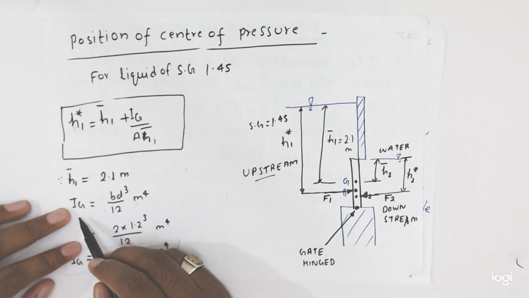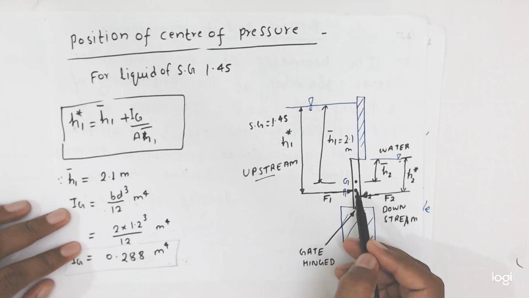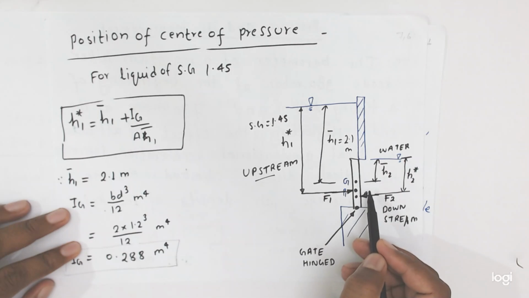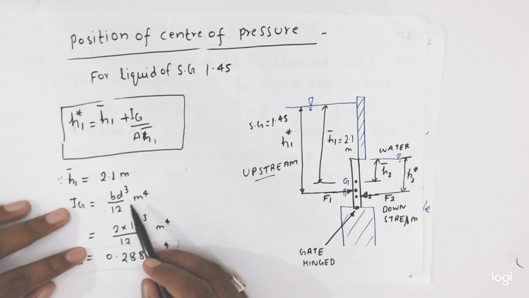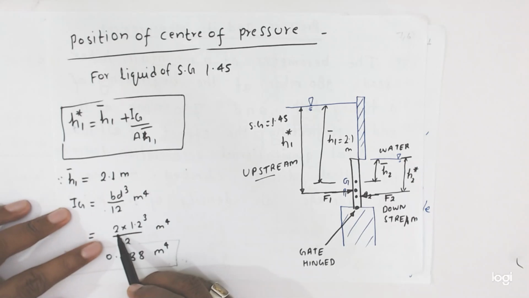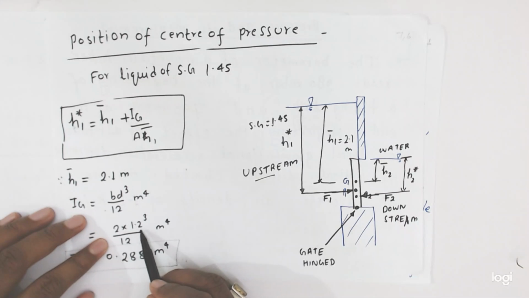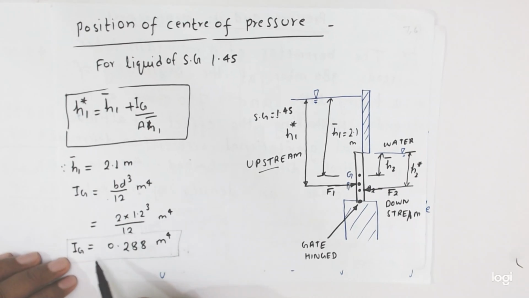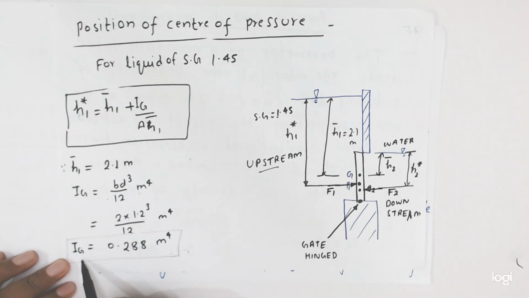Ig is equal to what? Moment of inertia about the center of gravity is equal to bd cubed by 12 for a rectangular shape. So B is equal to width, 2 meter, and height is 1.2 meter. So it will be 2 into 1.2 to the power 3 divided by 12 meter to the power 4. So the Ig value will come 0.2288 meter to the power 4.